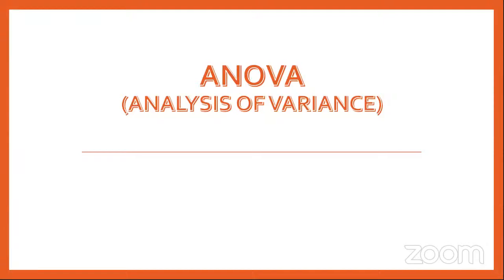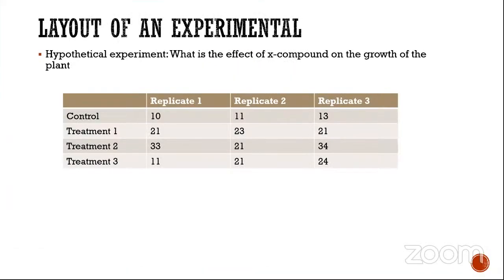So let's understand the concept of ANOVA. Suppose we have designed our experiment and we want to understand the effect of X compound on plant growth. We have 3 replicate values, and we have different treatment levels. And this is the plant height response. So we can estimate whether there is a difference between the control and the treatment or not. ANOVA basically tells us whether there is any difference between the control and the treatment, or there is no difference between the control and the treatment.